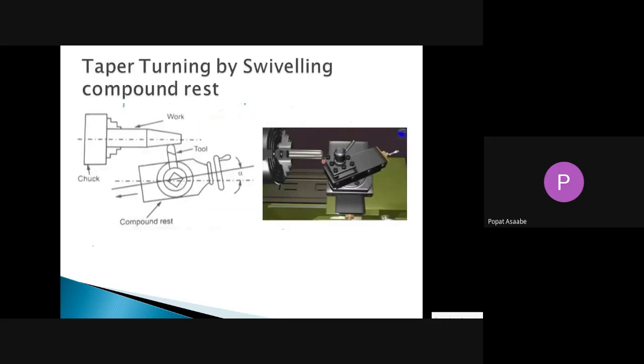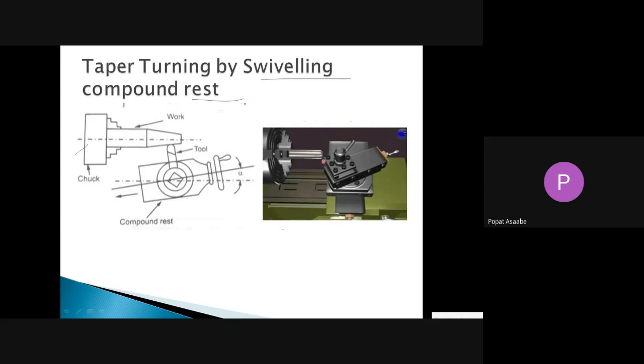Okay, now our first method of taper turning is taper turning by swivelling the compound rest. See here how we can produce the taper turning with the help of this method, the swivelling compound rest method. See the figure. Suppose this is the chuck. Inside the chuck we hold our workpiece, and suppose on that workpiece I want to produce this taper.